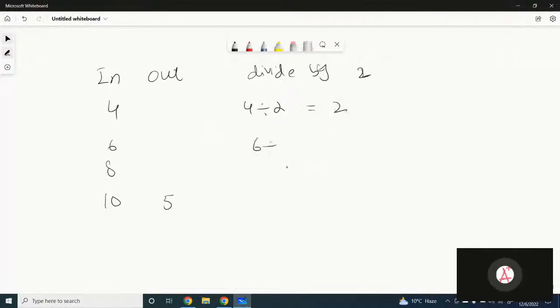6 divided by 2. 2 times what number makes 6? 2 times 3 makes 6. 8 divided by 2. 2 times what number is 8? 2 times 4 is 8. It would be 2, 3, 4. Got it?